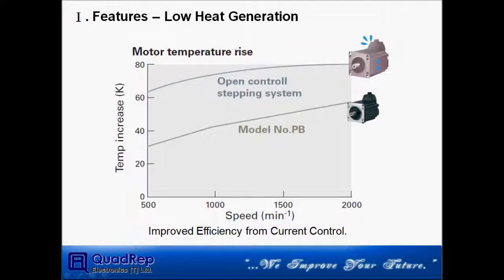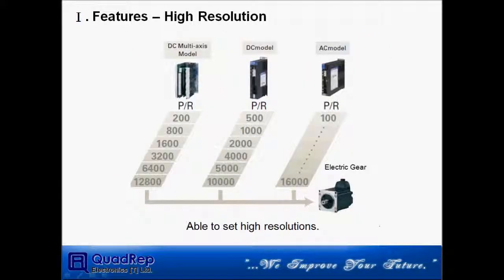High efficiency for the load heat generation is achieved by controlling the current flow to motor according to the motor load. Compared with our conventional product, the heat generation of PB motors has been reduced from 30% to 15%. High resolution is a feature of our system. It makes the motors move more smoothly.